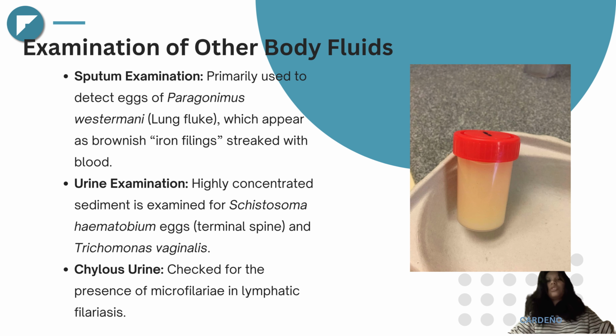Urine examination: concentrated sediment may show Schistosoma haematobium eggs with a terminal spine, or Trichomonas vaginalis. Chylous urine is examined for microfilariae in lymphatic filariasis. These examinations highlight how parasites inhabit diverse niches in the body, requiring tailored diagnostic approaches.